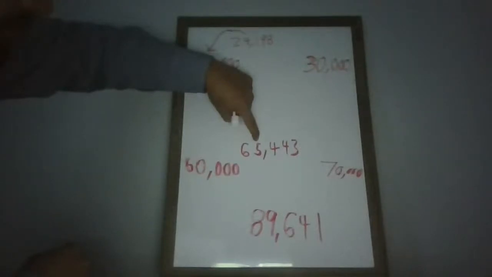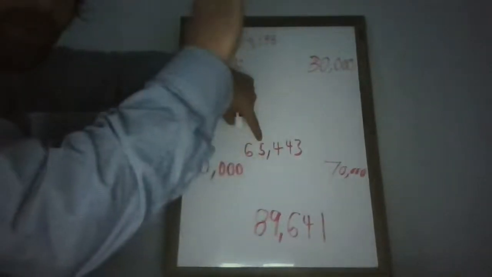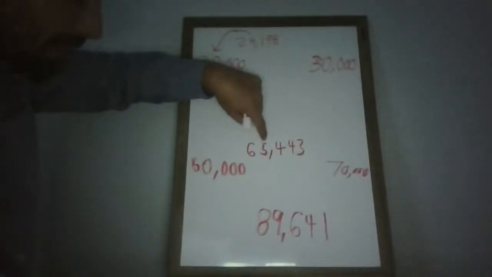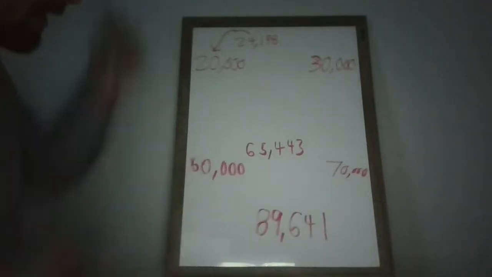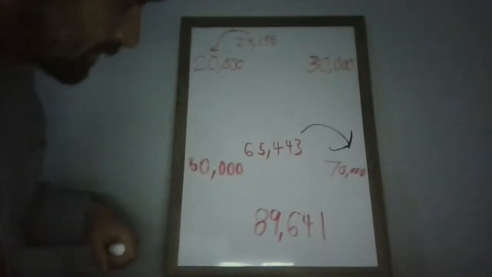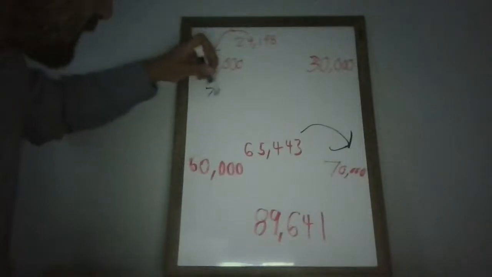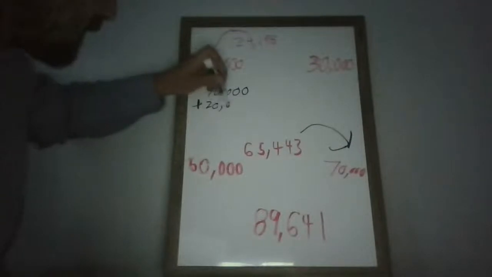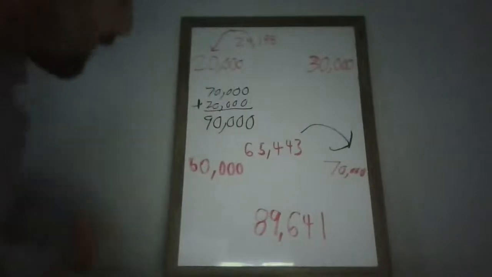Now, remember, 5 or more, we raise the score. 4 or less, we regress. Since the number in the thousands place is a 5, we are going to round up, let me change the color here, to 70,000. Now 70,000 plus 20,000 equals 90,000. That is the number that we get when we estimate.